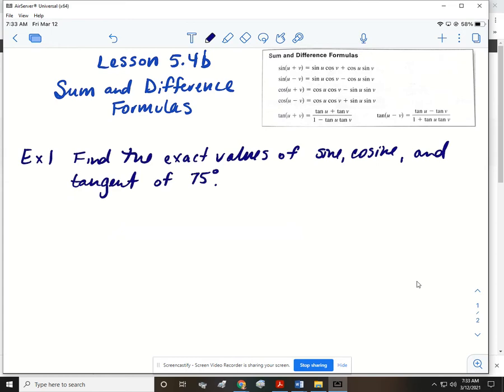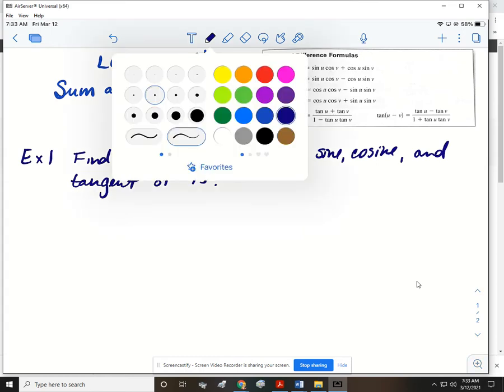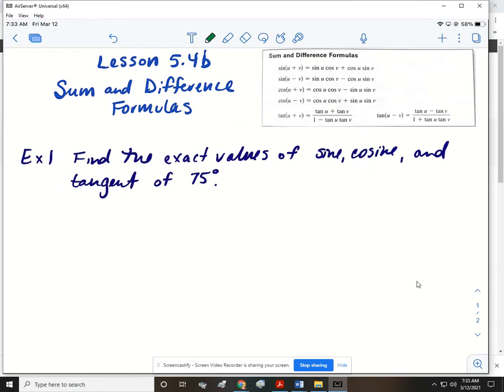So with that in mind, the first thing I think of for 75 degrees as a sum or a difference is 30 degrees plus 45 degrees. Now, that is not the only one. There are other special angles that will add or subtract to give you 75 degrees that you could use and still get the same answers.